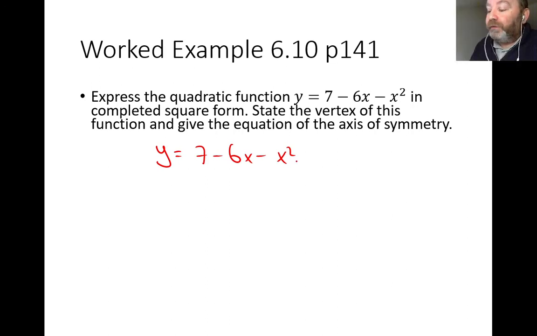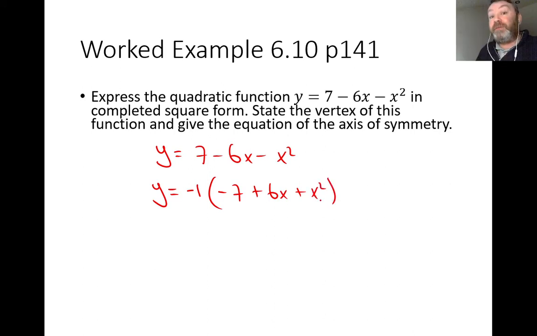So what I notice is I'm dealing with a negative x squared, but that's easily solved. All I have to do is take out minus 1 as a common factor from all of these things. So if I take out minus 1, that gives me minus 7 plus 6x plus x squared, because when you take out minus 1 and everything, it just changes all the signs.